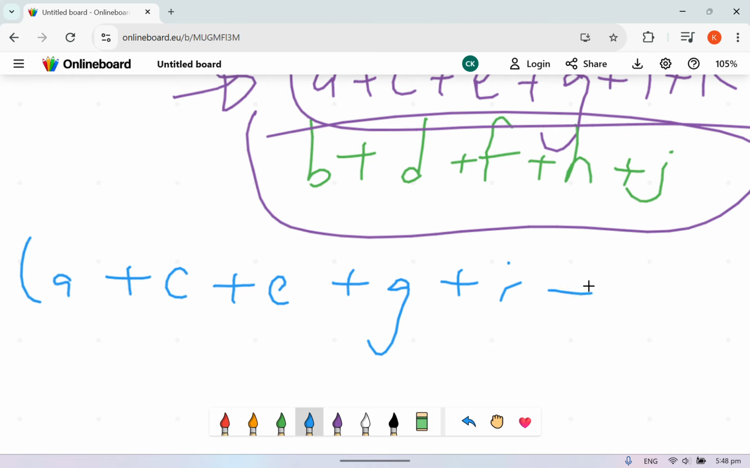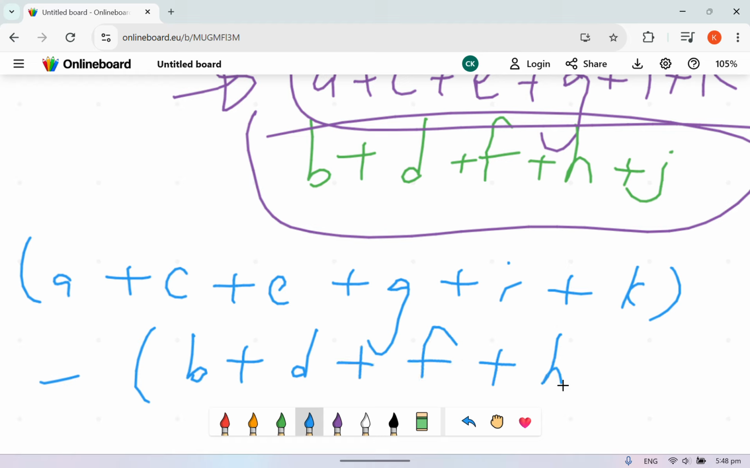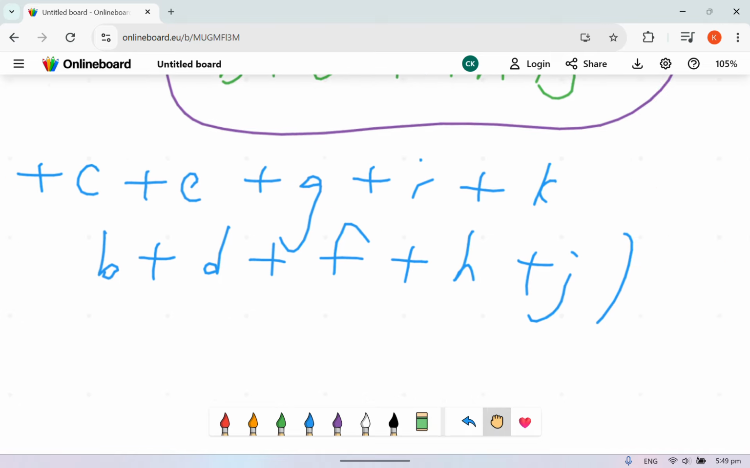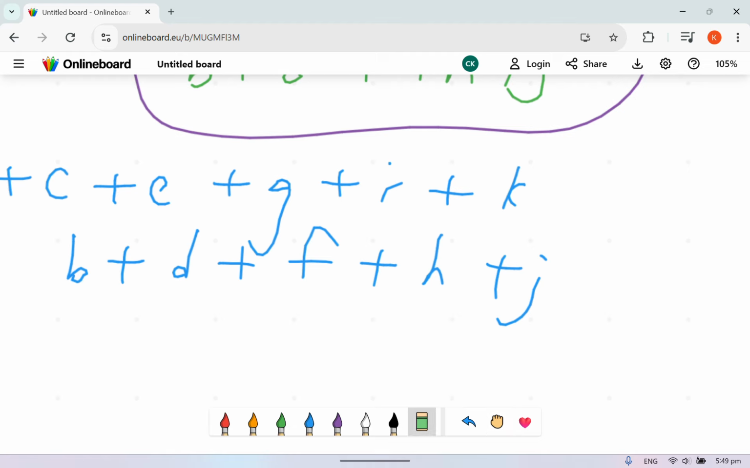Plus I plus k minus b plus d plus f plus h plus j. I'm pretty sure you guys know that if you take out the bracket, it will look something like this, right? Because of the negative symbol, you have to flip over the signs, so everything now will become minus. Okay, that's the rule. If you guys don't understand, don't worry, I will also upload videos about negative numbers soon.